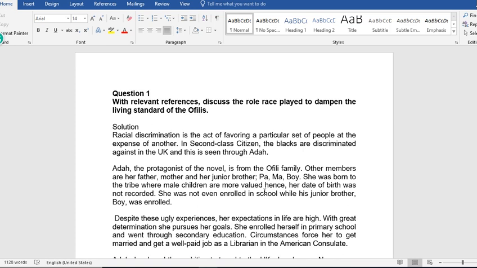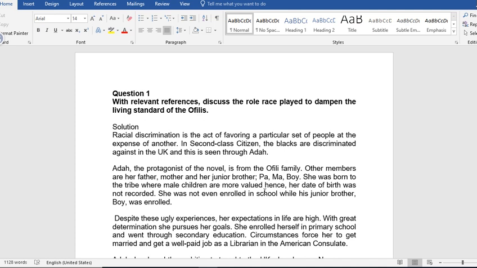Now, racial discrimination is the act of favoring a particular set of people at the expense of another. In Second Class Citizen, the blacks are discriminated against in the UK, and this is seen through Ada. That is, it is through Ada as a character that we see this in the text.